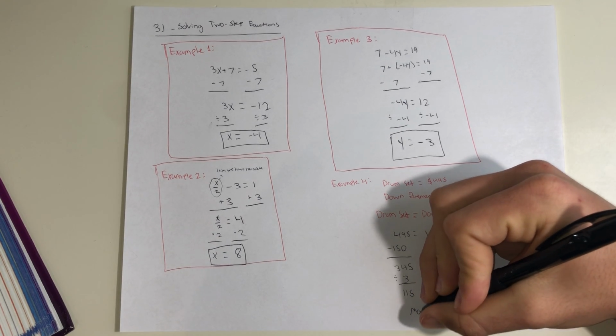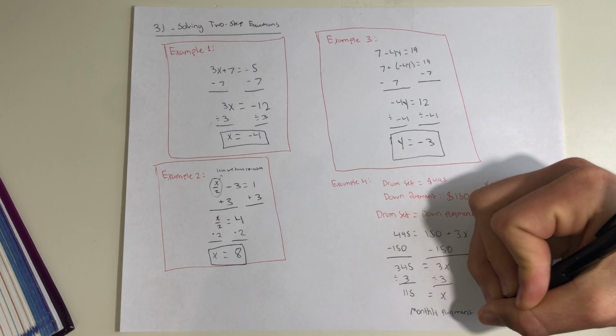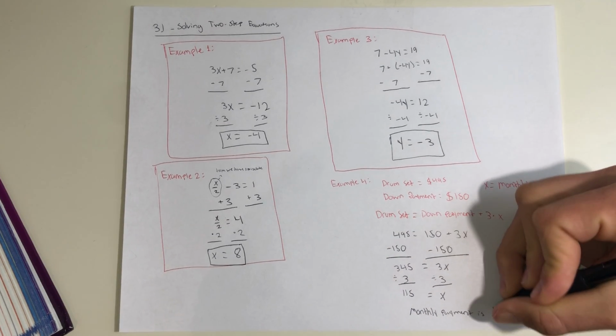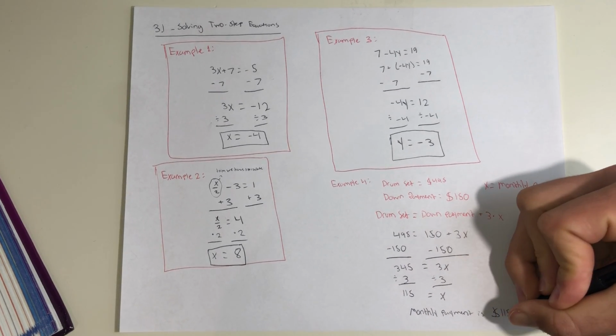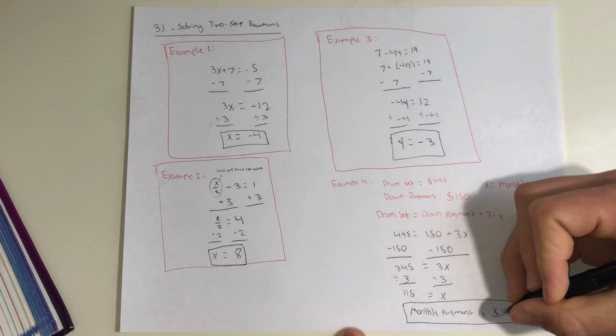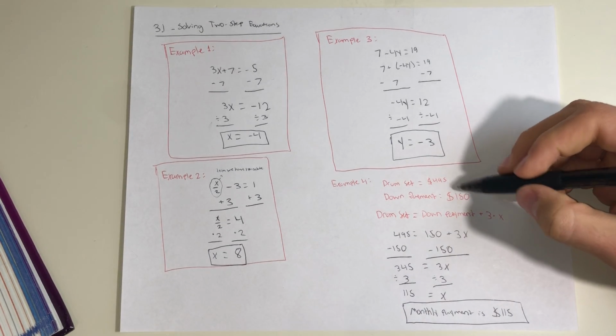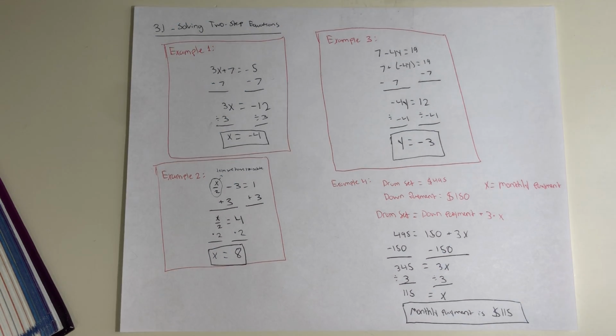So you write monthly payment is $115. You make this 3 times. So 115 times 3 plus the down payment is going to end up being $495.